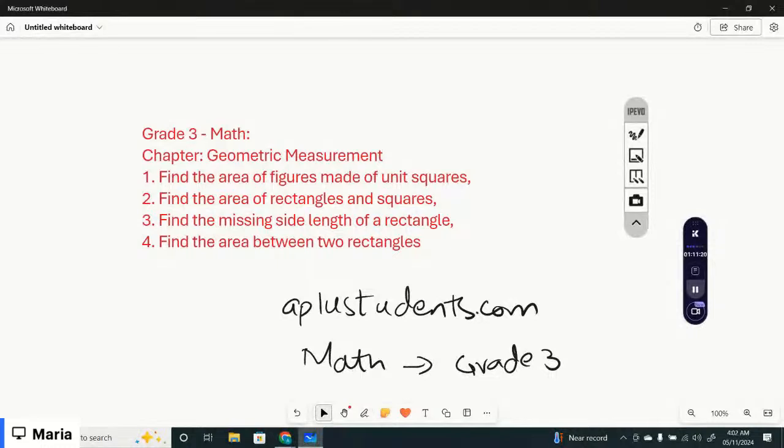The lessons we came to cover from the chapter Geometric Measurement are: find the area of figures made of unit squares, find the area of rectangles and squares, find the missing side length of a rectangle, and find the area between two rectangles. So please make sure you have your notebook and pencil so that you can note down the important examples and definitions as well, right?